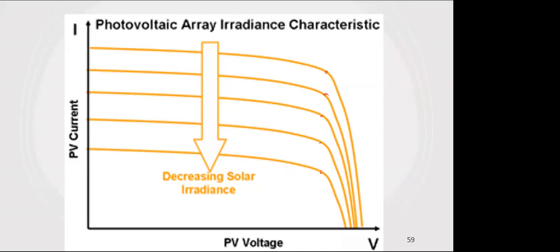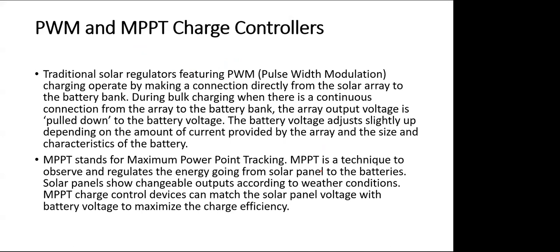Maybe you already know about solar chargers. There are two types of solar chargers: pulse width modulation type and maximum power point tracking type. Now we can discuss what these two types are. Pulse width modulation does not track the maximum power point, but just pulls the voltage down to the battery voltage. The battery charging needs to be controlled.